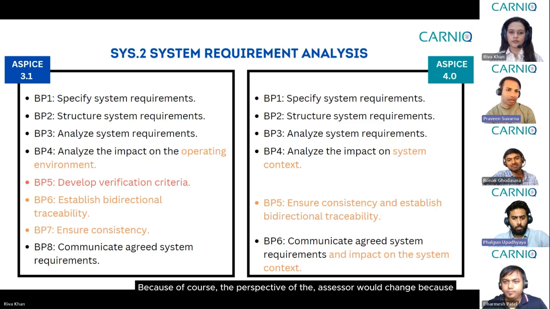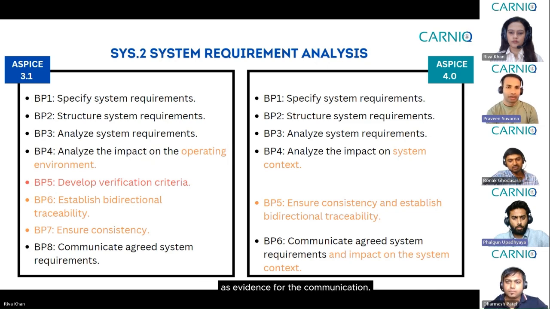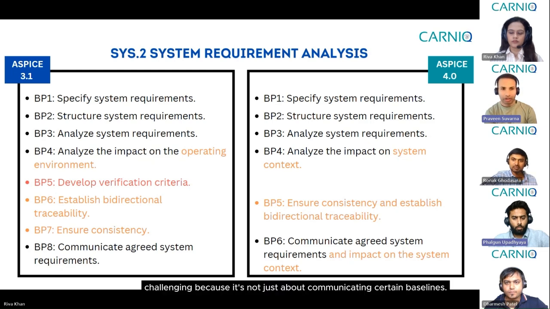Of course the perspective of the assessor would change, because some assessors would expect an email as communication evidence, some would expect a ticket, some would expect documentation in the configuration item list, which acts as evidence for the communication. But now with ASPICE 4.0, BP6 makes it a bit more challenging, because it's not just about communicating certain baselines.